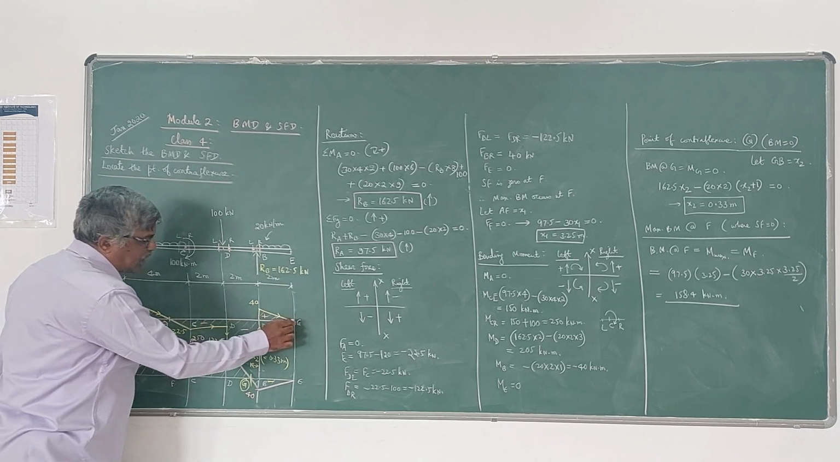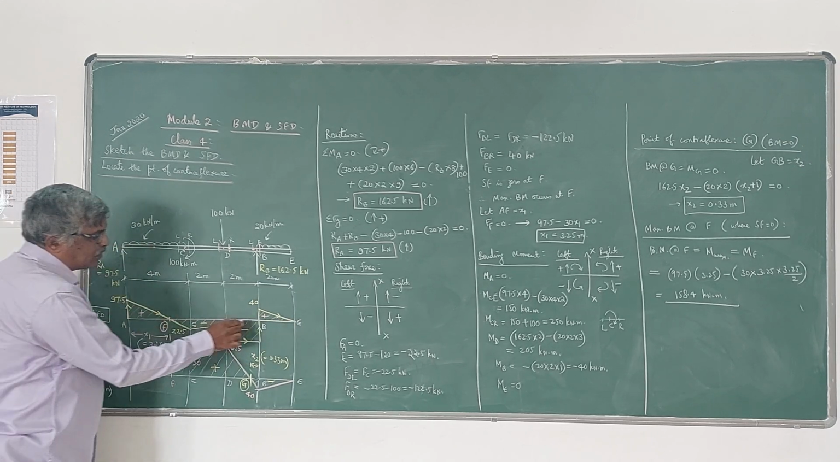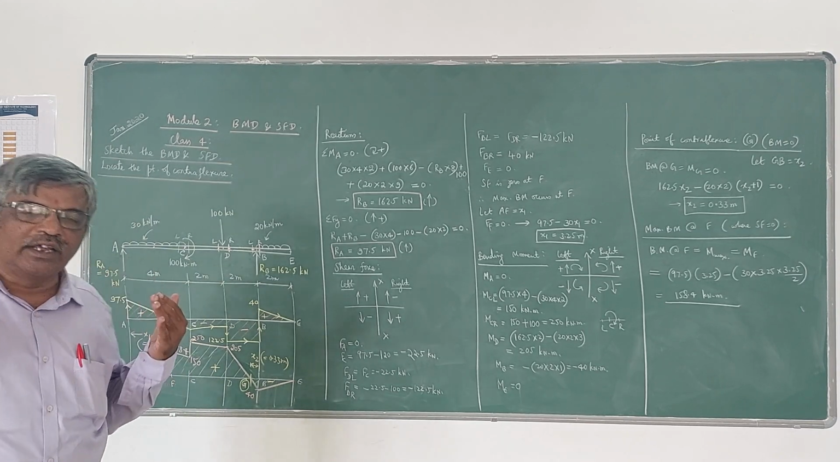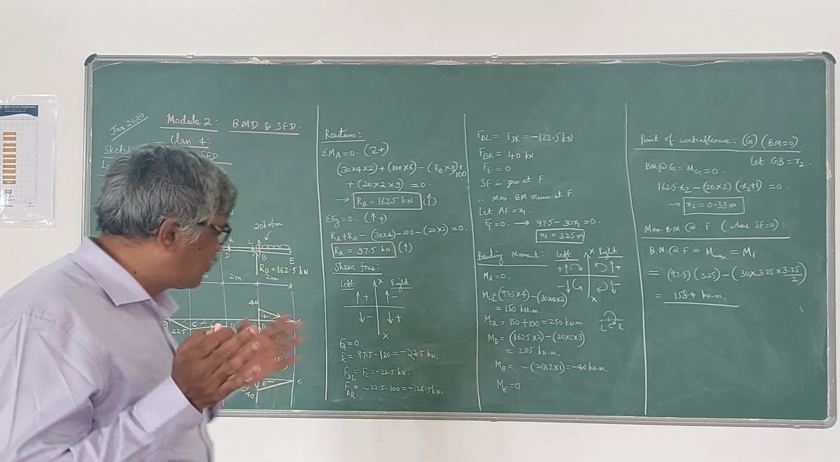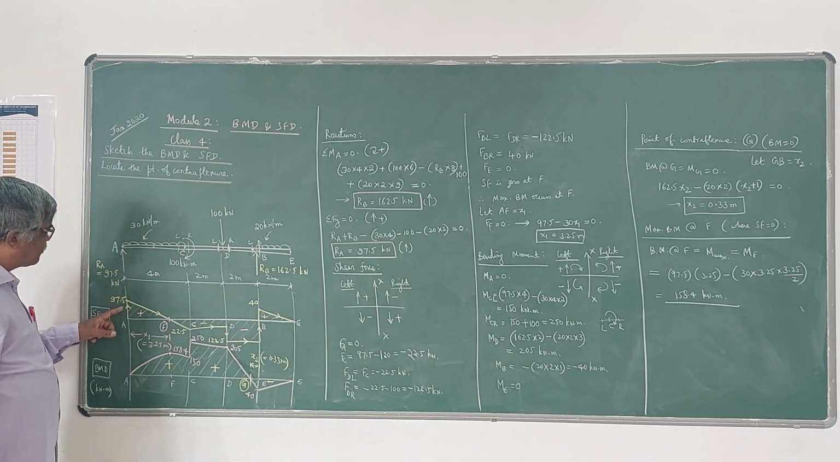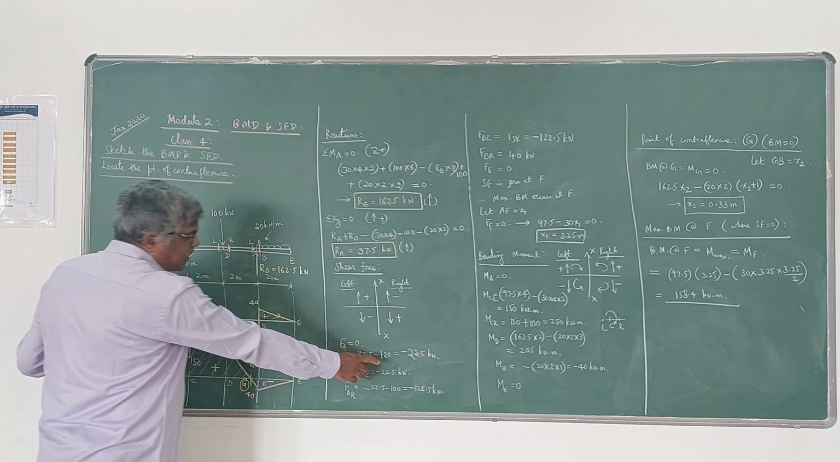So this is the shear force diagram. Draw a horizontal line, mark the points. If the value is positive, you have to plot above the line. If the value is negative, you have to plot below the line. So I will take one by one. So at point A, shear force is 97.5. You can see here.